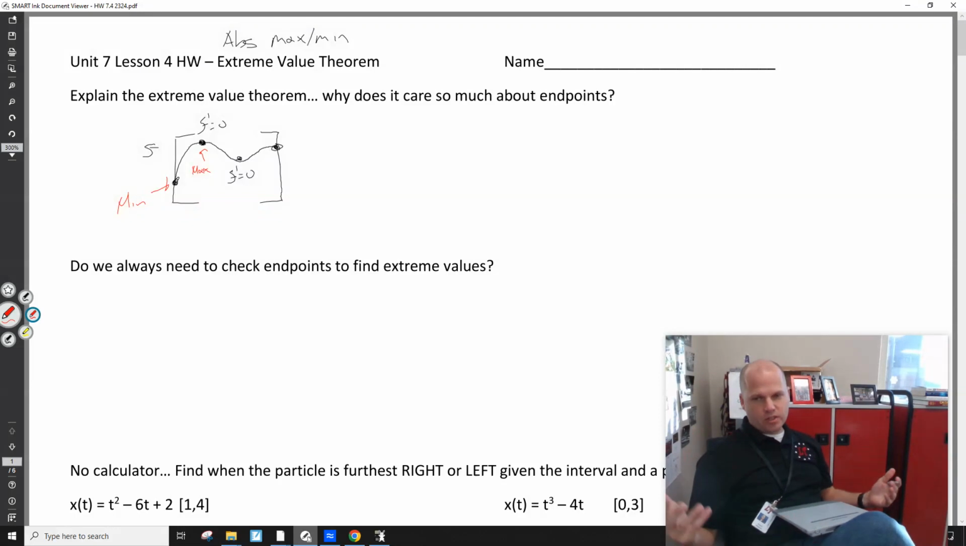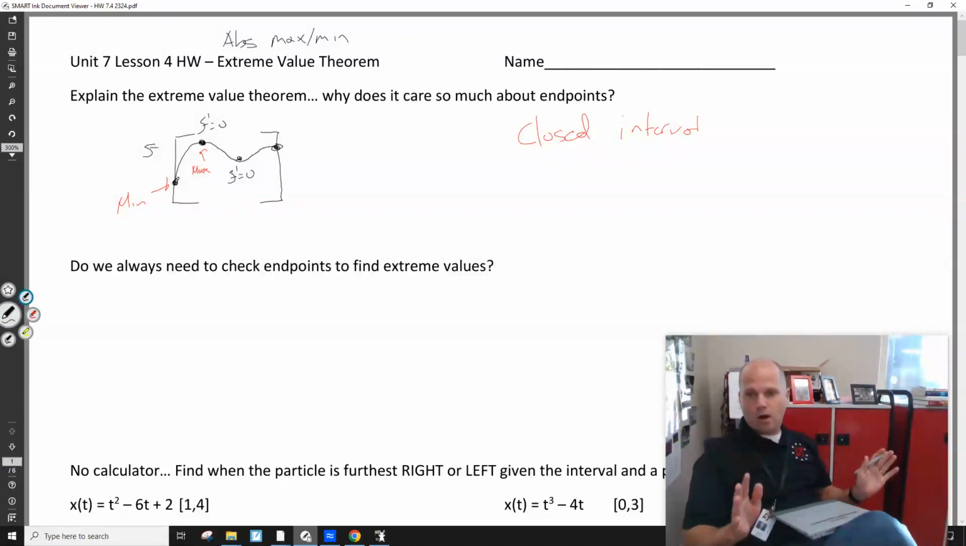So why does it care so much about endpoints? Because they could be locations of maxes and mins on a closed interval. Maybe the key word is the fact that we have a closed interval. Do we always need to check endpoints to find extreme values?